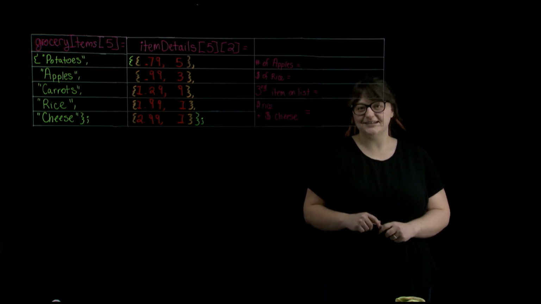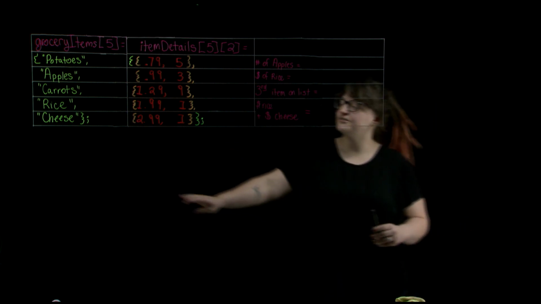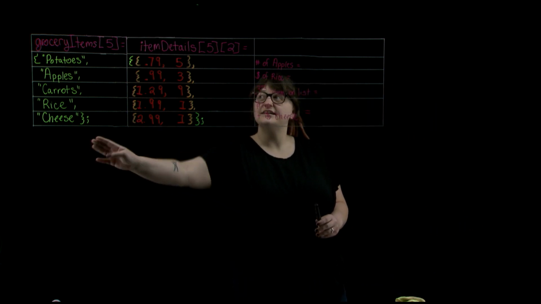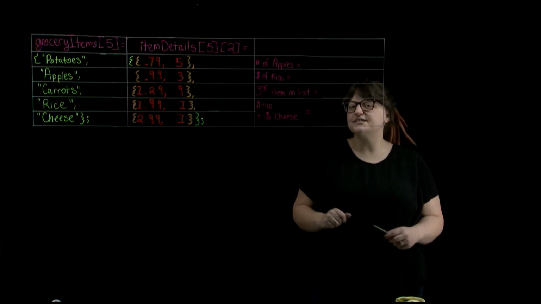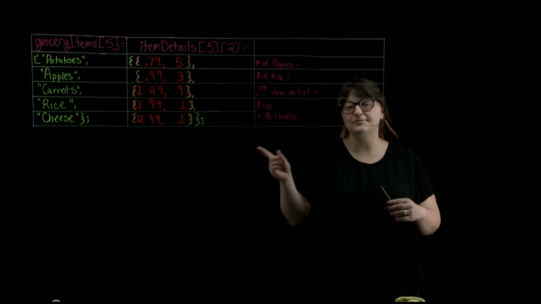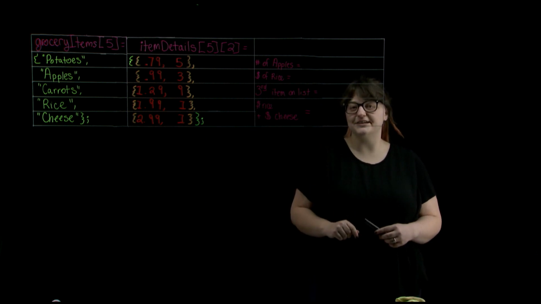So hopefully this is all making sense so far, but just to help drive the point home, let's do a quick activity. Here in this table, I've got our full data set. So our grocery items array is here in green, and our item details array is here in red. I'm going to ask you guys for some specific data points from this data set, and then we're going to write out the syntax that we would need to call it.